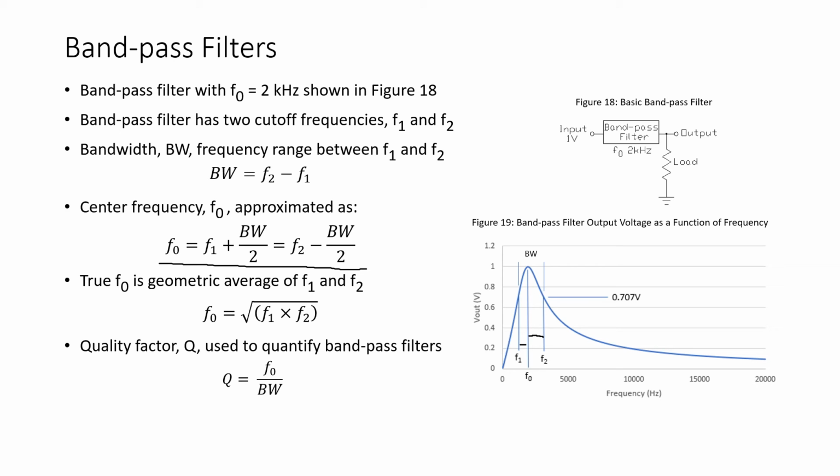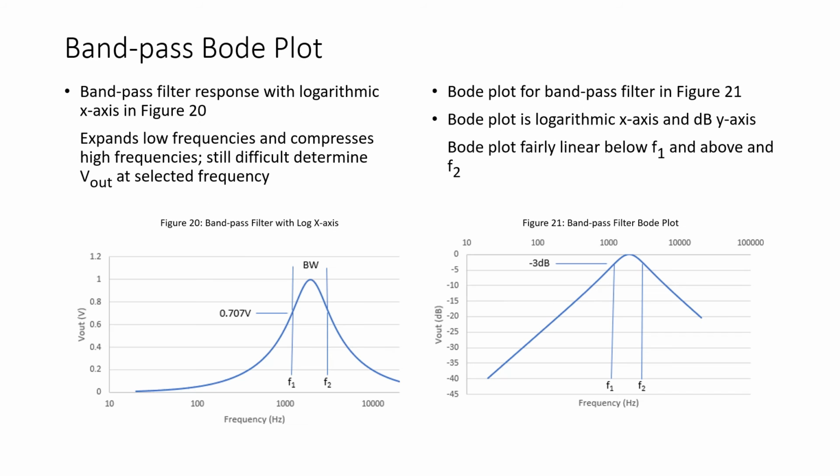Now, with this frequency response curve shown in figure 19, again, it's hard to see what's going on around F1 and F2 because this graph is so extremely nonlinear in this region above the center frequency. So when we plot the frequency response of these bandpass filters, we can improve the graphical response by plotting the x-axis on a logarithmic scale. Again, note the x-axis is on a logarithmic scale and the y-axis is on a linear scale.